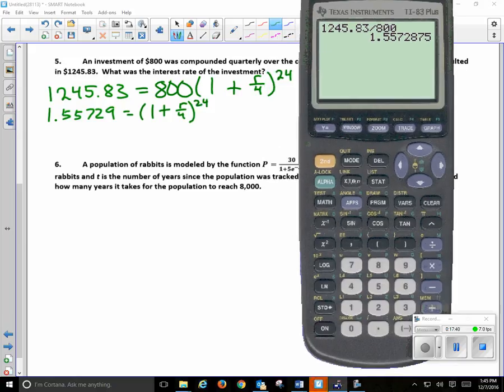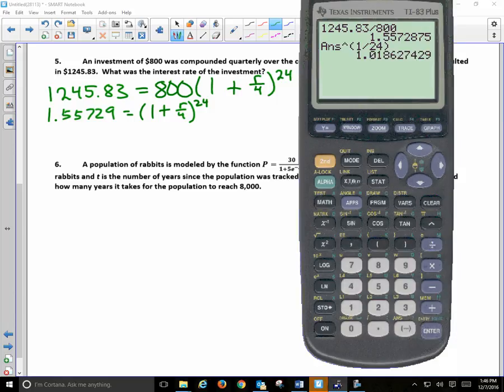Now what needs to move? The 24. How do I move the 24? The 24th root. Think, if it was being squared, you would take the square root. It's being taken to the 24th power, so you take the 24th root of both sides. Raised to the (1 divided by 24) power. And I get 1.01863.